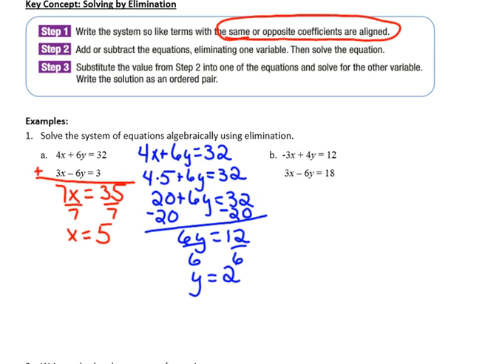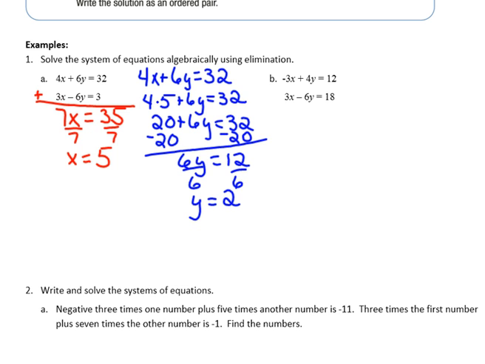So the solution to this problem, the point of intersection that works, is the point (5, 2). 5 is your x, 2 is your y. And again, if you had put x in the other equation, you would have ended up with the exact same answer if you did your math correctly.